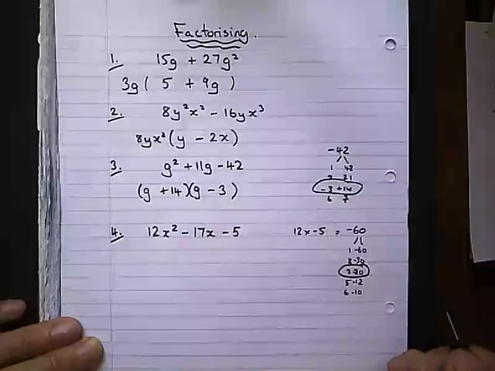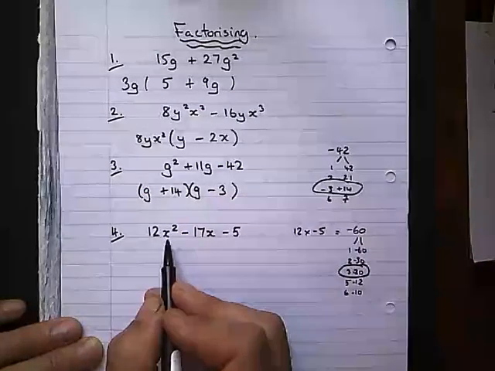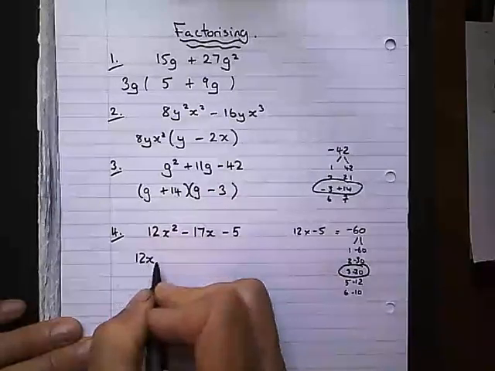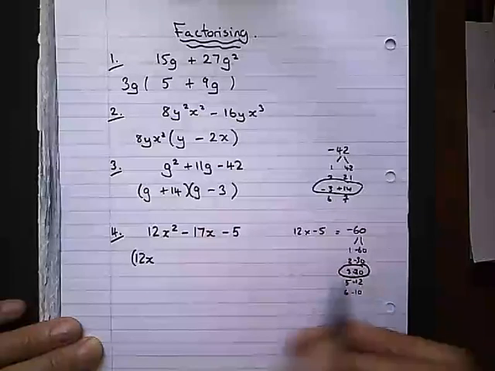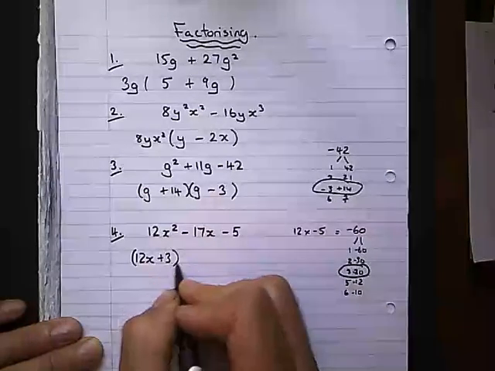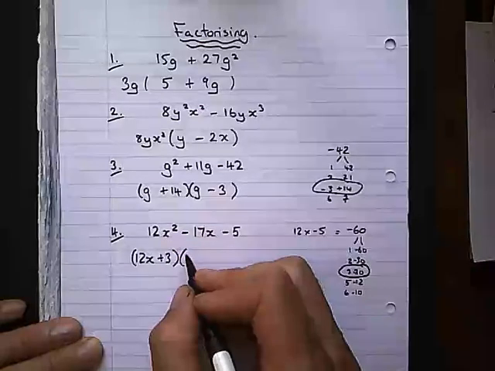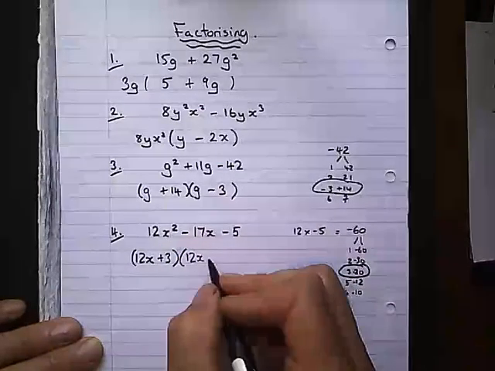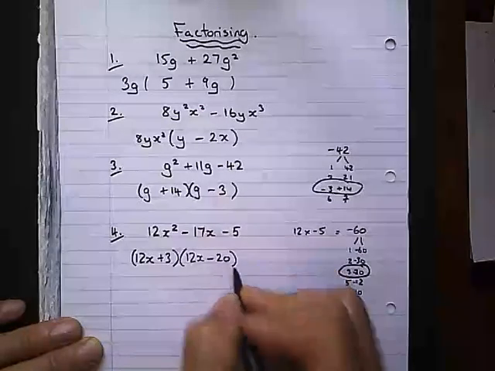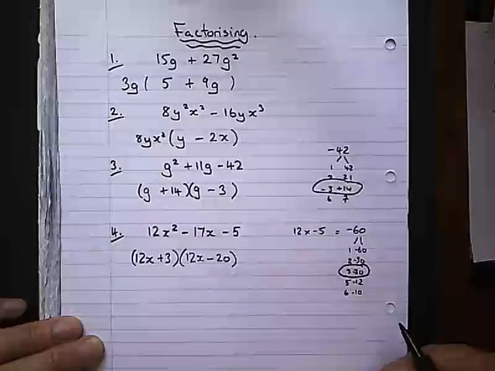So what we do is we take the 12, the number that's in front of the x. That's one of the numbers in my bracket. And then I take the other number as well, so that was a +3. In the second bracket, I take the 12, the number that's in front of the x squared term, and I use x. And then I use the other number, which was -20. Feel free to pause this at any time if you need to think about it or go back over it.